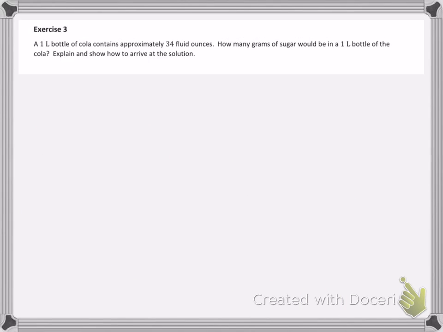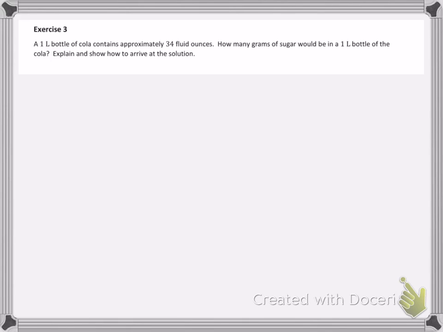All right, exercise 3. Let's take a look at the situation here. We've got a 1 liter bottle of cola, which contains approximately 34 fluid ounces. How many grams of sugar would be in a 1 liter bottle of cola? Well, using the information that I had from the first problem, we knew that there was 40 grams of sugar in 12 ounces of cola and so forth. So we could go from that double number line and get an idea of how many grams of sugar would be in 34 fluid ounces.